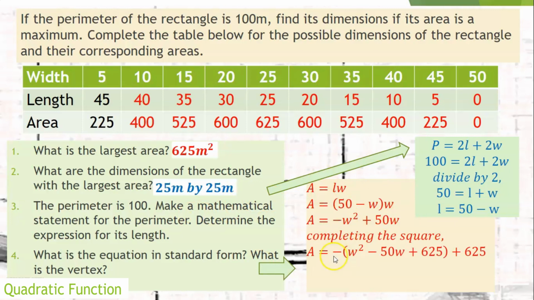Factor out the negative, so the coefficient is negative 50. Half of 50 is 25, so squaring it gives 625. We add 625 here, so we subtract 625 at the end, but since we have a negative factored out, it becomes plus 625. With this, our vertex would be 25 and 625, which is exactly the same as in the table. So the width and length are 25, and the area, which is the maximum, is 625.